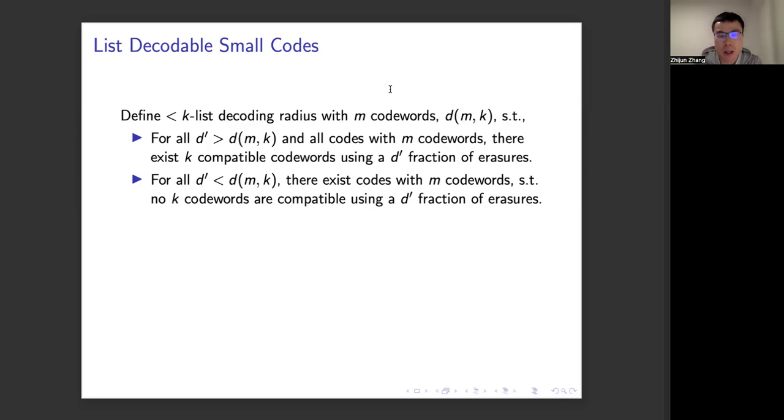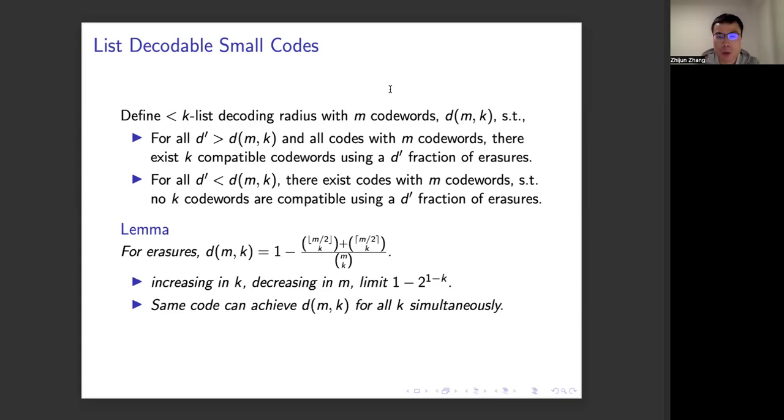So we define the less-than-k list decoding radius for m code words, denoted by d_{m,k} here, such that for all distance parameters d' larger than d_{m,k}, we want to ensure that for all possible codes with m code words, there always exist k compatible code words using only a d' fraction of erasures. It basically means we can find k code words which differ only in a d' fraction of the locations. And at the same time, for all distance parameters d' less than d_{m,k}, we can construct a good code with m code words such that we cannot find k code words which are compatible using only a d' fraction of erasures.